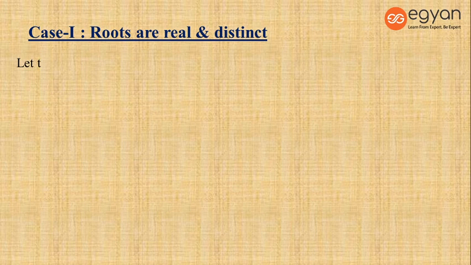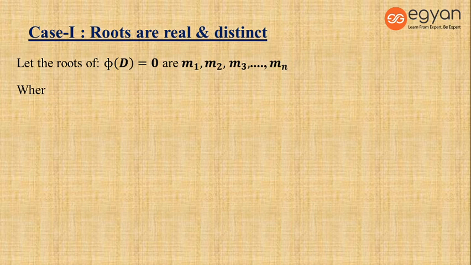So just assume that the roots of phi of D equal to 0 are, suppose first is m1, second is m2, third is m3, m4, m5 and so on up to mn. Here m1, m2, m3 are the real roots and m4, m5, whatever we can take depending on the order of the equation, are the real and distinct roots, right? That depends on the nature of the roots.